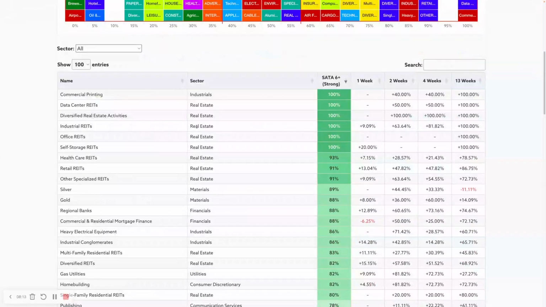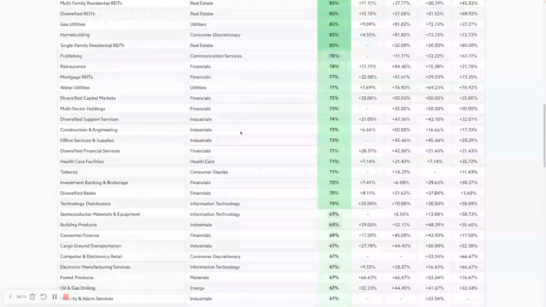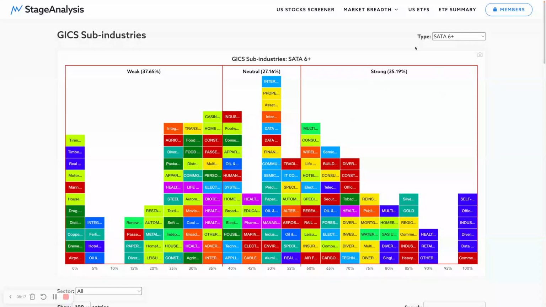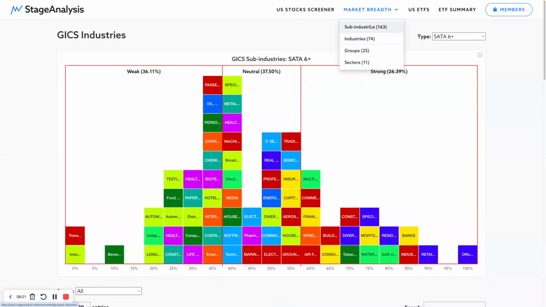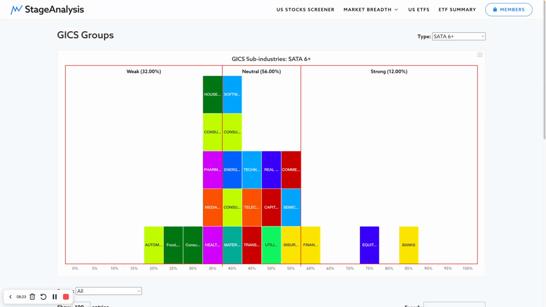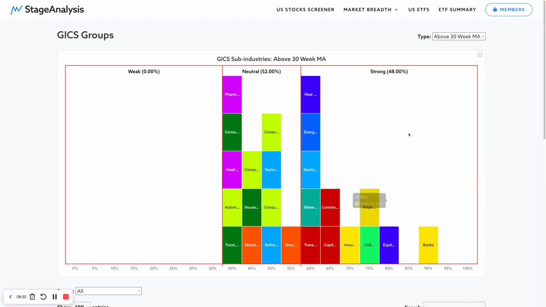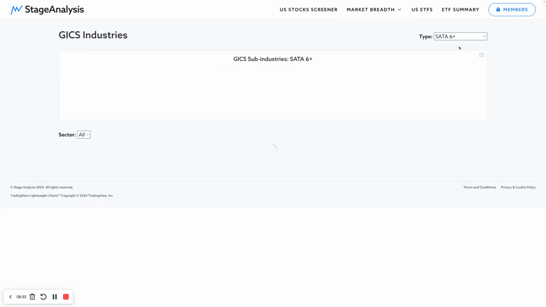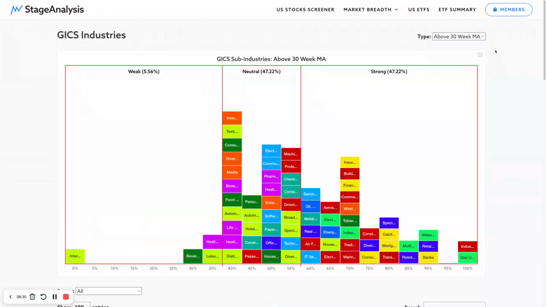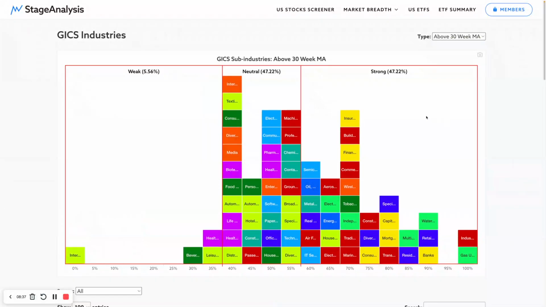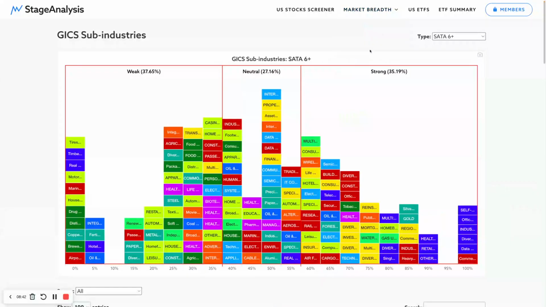And then same with the tables below. So we can go through all of this, whether it's sub-industry, whether it's industry, whether it's groups. I've got to change the headings on these to update dynamically. They're still saying sub-industries, I've noticed, and you can get the above 30-week moving average on these as well. So again, industries, the above 30-week moving average on that. So it gives you a broader picture of what's going on with all these various sector breadth tools.